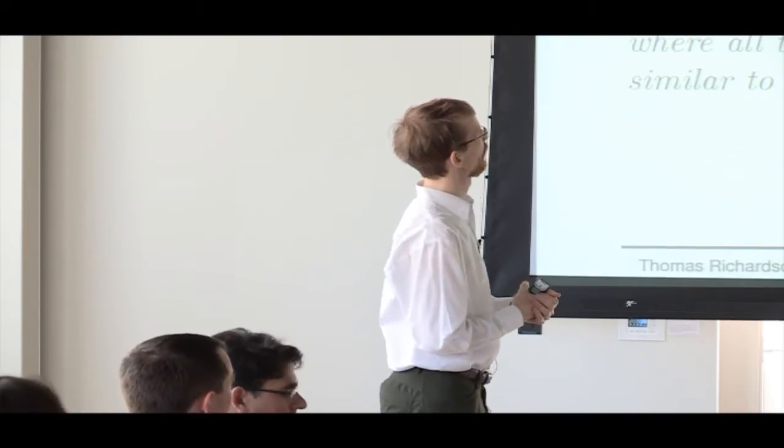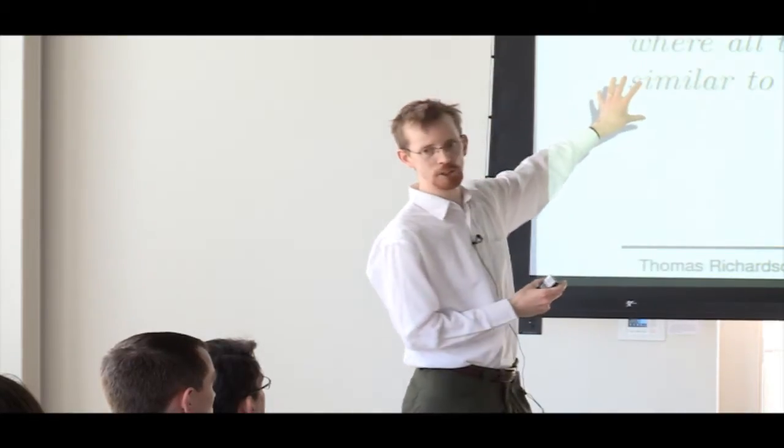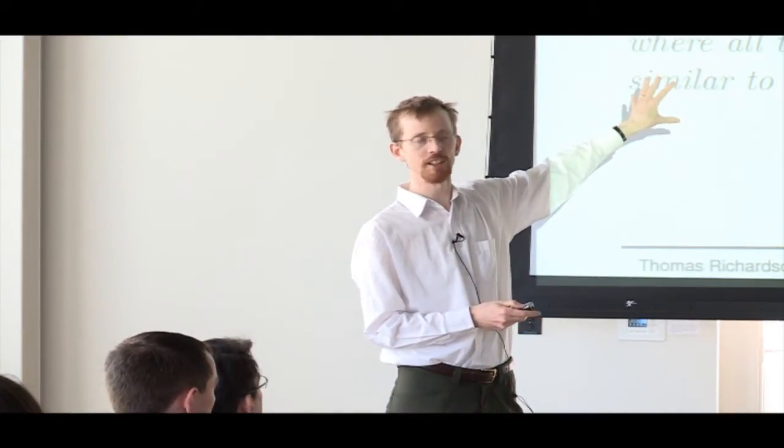So starting here with David Hume, who comes from my hometown of Edinburgh. And he was an 18th century philosopher. You've probably all heard of him. And he states the following. He says, "We may define a cause to be an object followed by another, and where all the objects similar to the first are followed by objects similar to the second," which sort of in 18th century parlance is saying that if there's a causal relationship, we would expect there to be some kind of association.